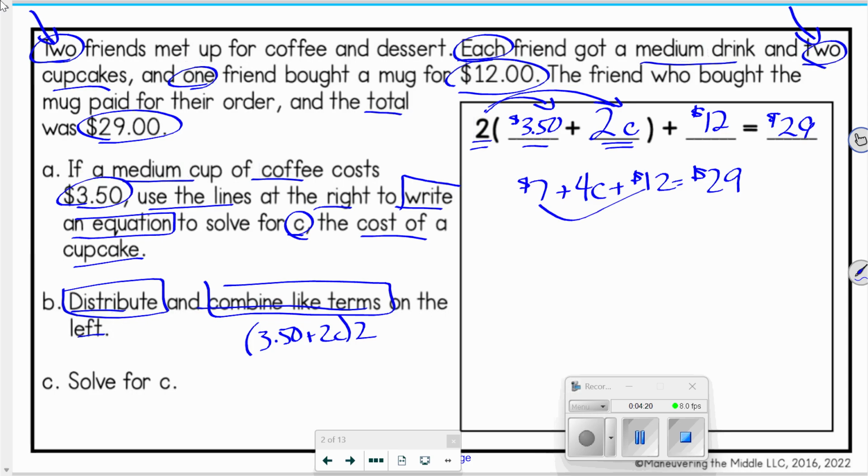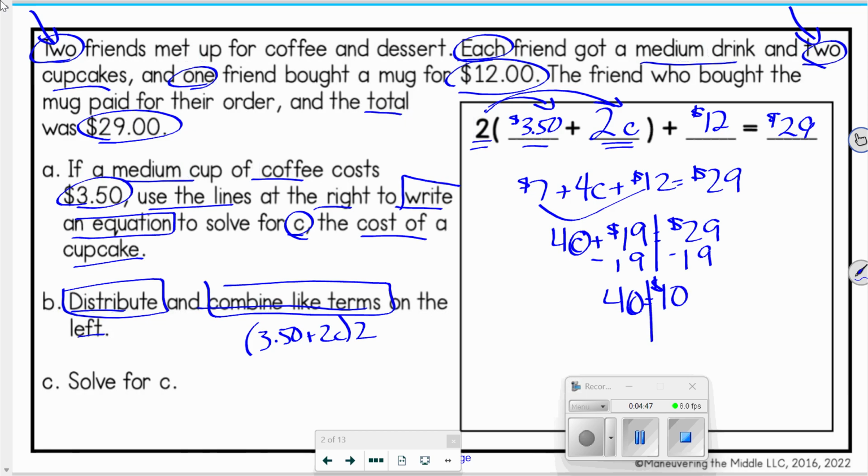The ones that are the same go together. Anything else gets rewritten. Now that we're down to just our 2 terms on the left and our solution on the right, we can start our solution process. The opposite of adding 19 is subtracting 19. I do that to both sides. And I rewrite anything I haven't done yet. 4C equals 10. Now we can do our second step.